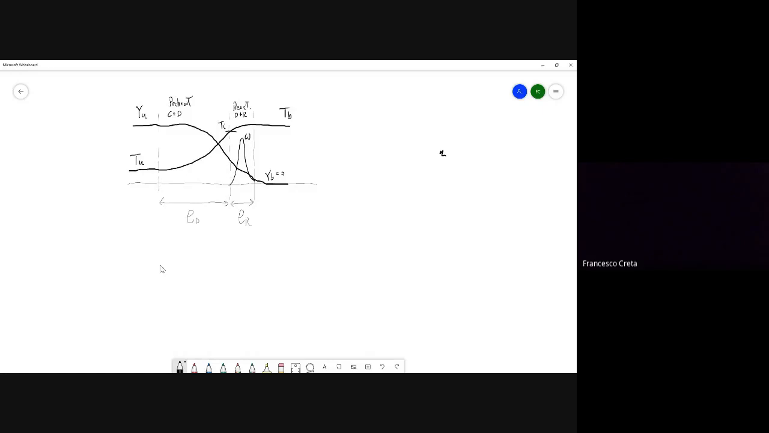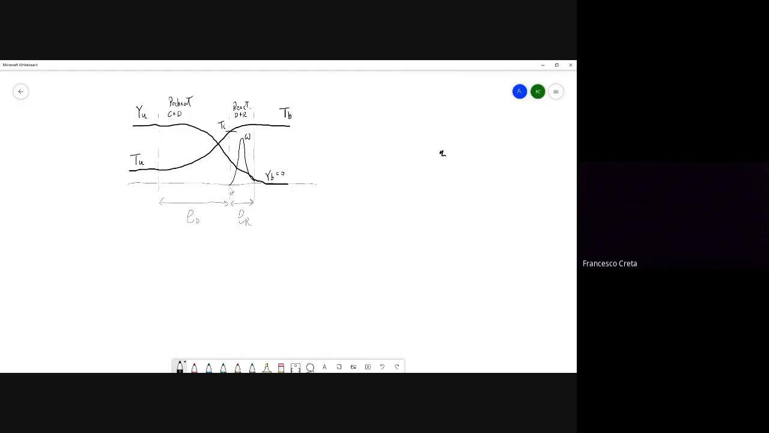Okay, so today we keep on talking about the premix flame structure. I've drawn this very rapidly. The full structure: we have a preheat zone and a reaction zone.